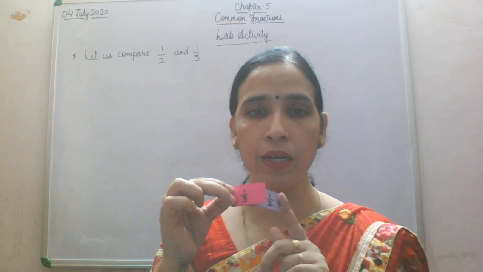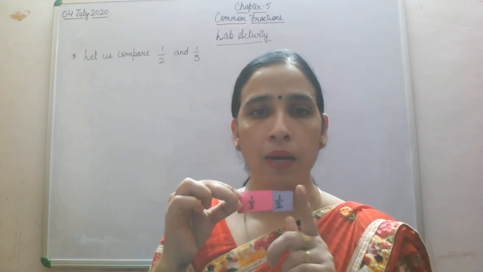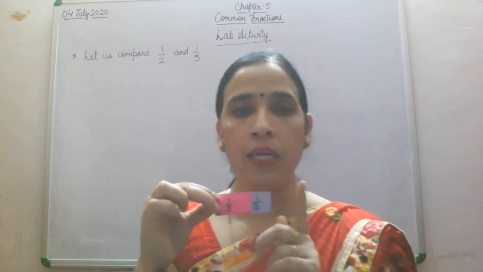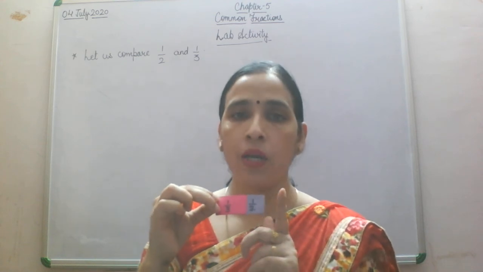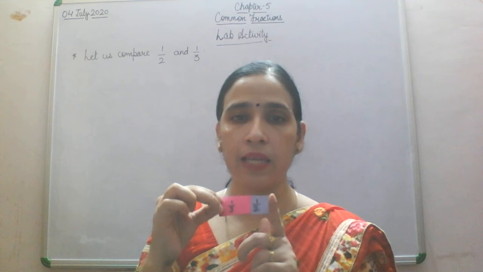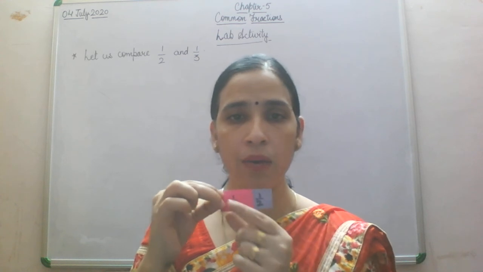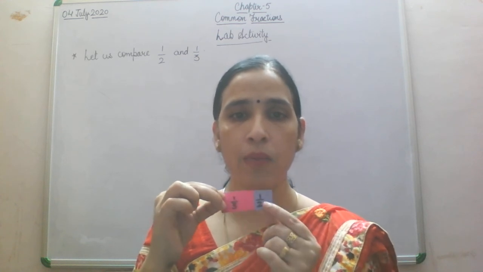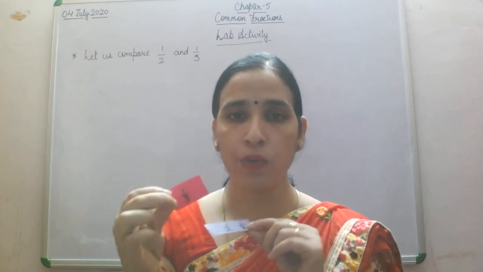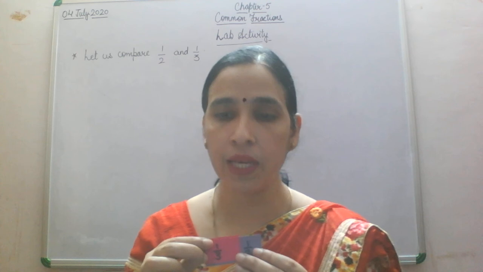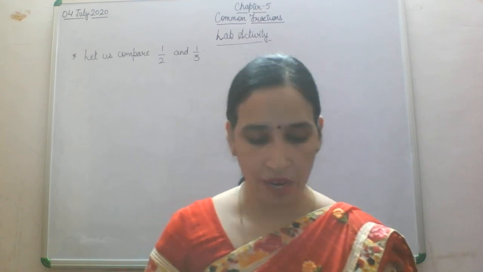1 by 2 is bigger. So with this activity we can compare two unit fractions. Now what will you write in this activity? See this once again, 1 by 3 is smaller than 1 by 2. 1 by 2 is bigger here. Fine. So with this paper strip activity we have compared two unit fractions.